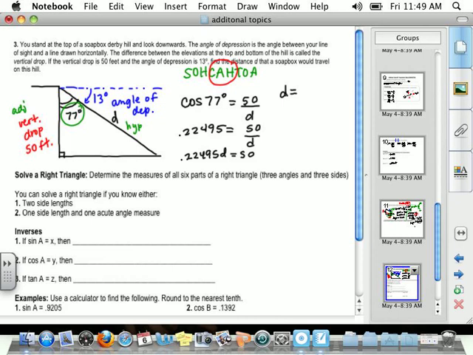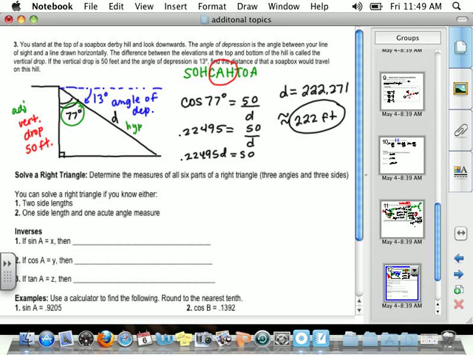So what you're really dividing by is the 0.22495, right? So you're going to do D equals 50 divided by 0.22495. So I'm going to do 50 divided by answer on my calculator, so it's nice and precise. So when I do that, I get 222.271. So about 222 feet.